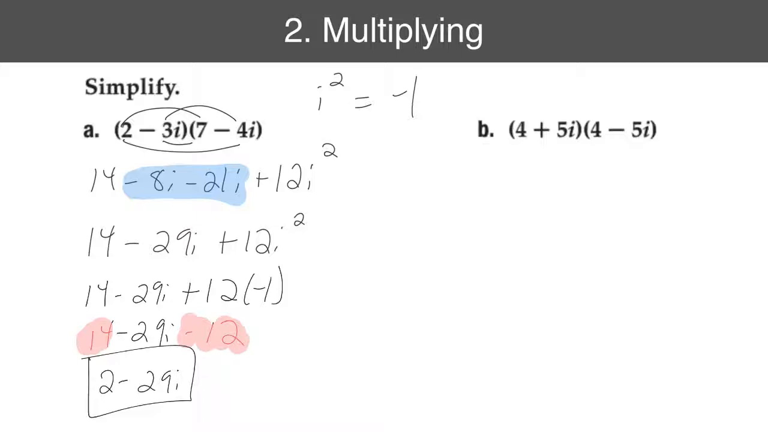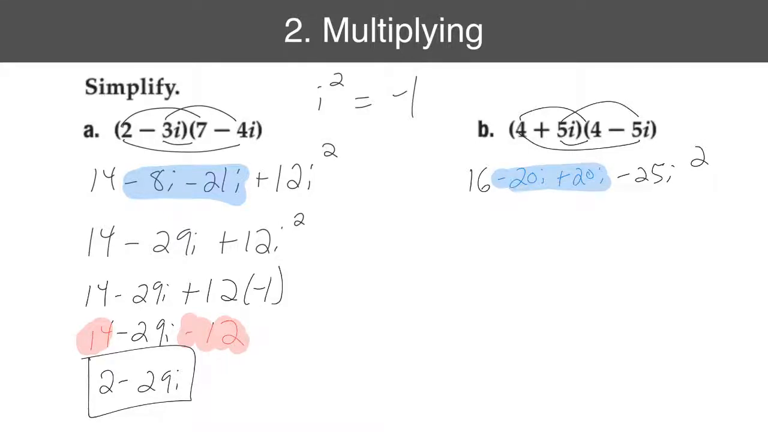All right, let's take a look at b over here. We'd say 4 times 4, which would be 16. Then we'd say 4 times -5i, which would be -20i. Then we say 5i times 4, which would be 20i. And then 5i times -5i, which would be -25i squared.